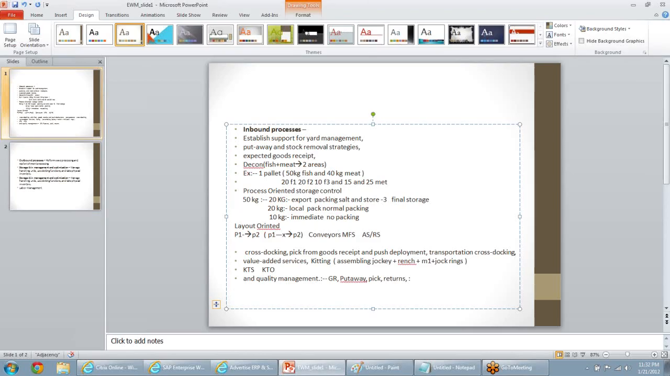So how do you check the quality? Suppose you got some 1,000 pallets of some food item. How do you check the quality? You can do sampling. Exactly. That's the most important part of the quality process. So you should have the sampling procedure.